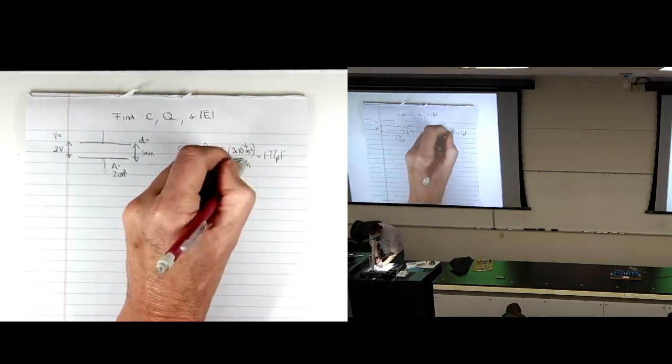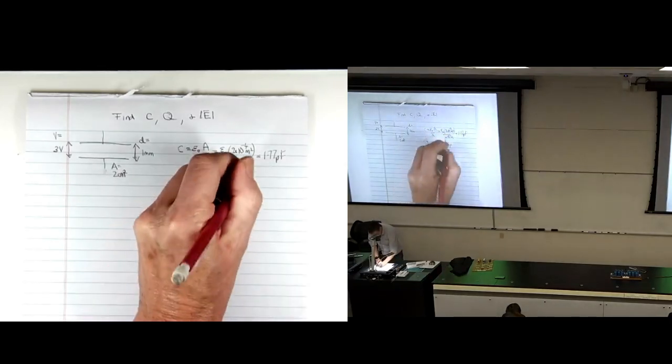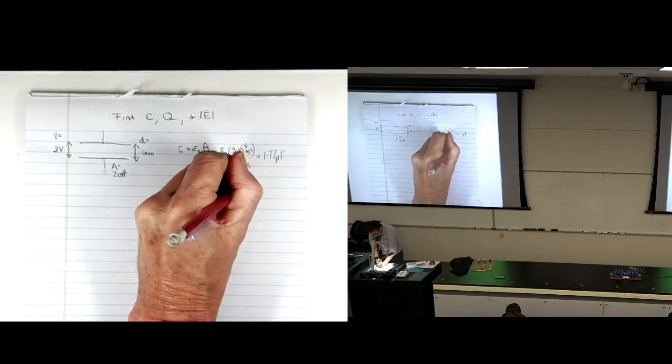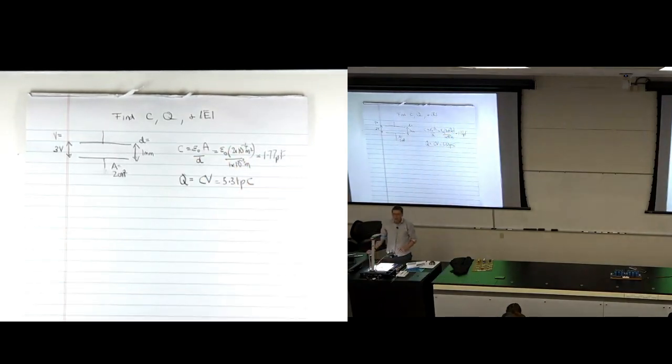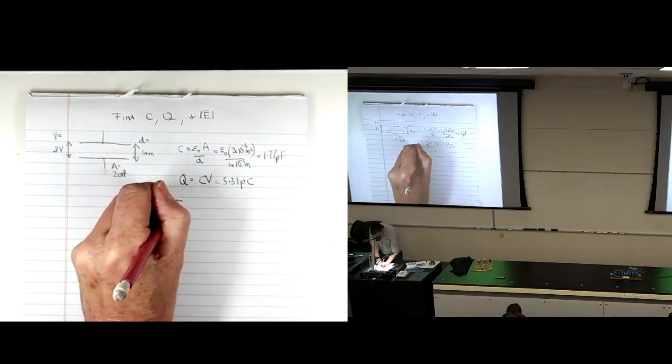And this will be picocoulombs. So we've got a little over 5 picocoulombs stored on our capacitor, determined by knowing the voltage between the plates of the capacitor and its capacitance, its ability to store charge. What about the electrical field?